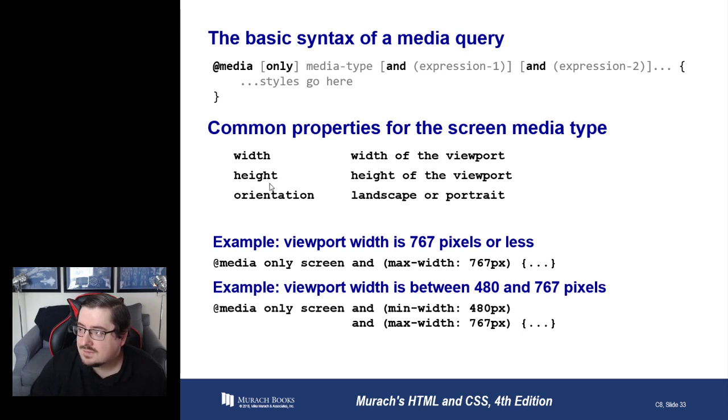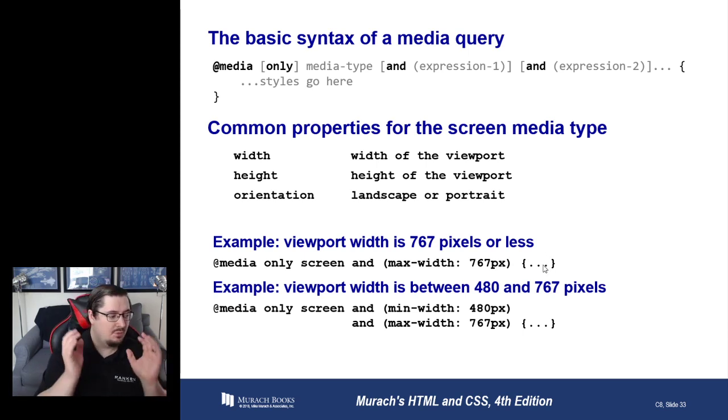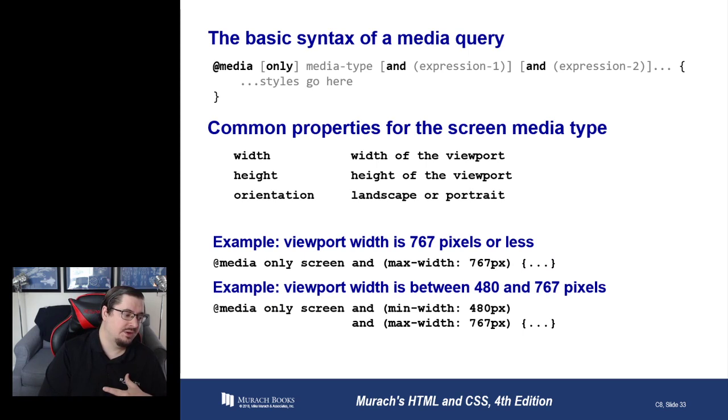All right. So an example of how we might use this, we might say media only screen. So this is only going to apply to screens. And we're going to say screens that have a maximum width of 767. So whatever rules I put inside these curly braces are only going to apply when the viewport is 767 pixels wide or smaller. Okay, so that's what max-width says. It says this size or smaller.